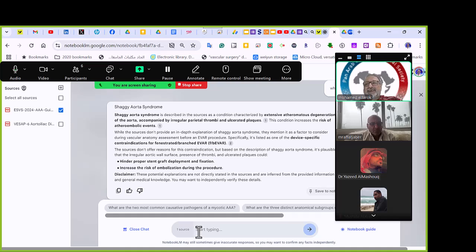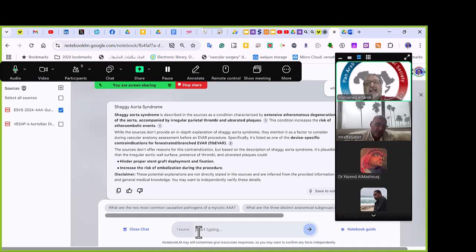Okay, so when you are studying, you have something. Let us see what it said about shaggy aorta syndrome. It's described in the source as a condition characterized by... Sometimes we trick a lot of candidates in FRCS: define what is shaggy aorta. He knows it on the screen, but he doesn't know how to describe it. Here is a description: extensive atherosclerotic degeneration of the aorta, accompanied by irregular peri-arterial thrombi and ulcerated plaque.